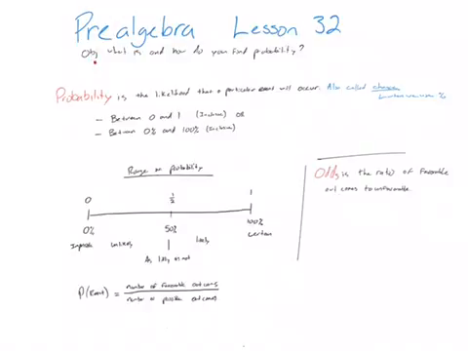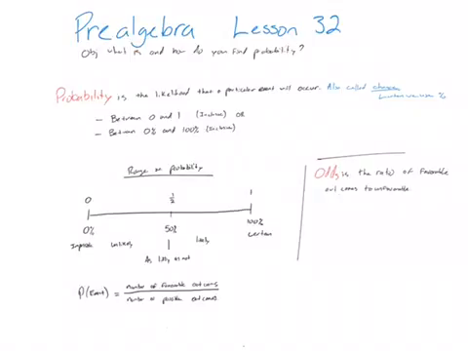Our objective for today is: what is probability, and how do you find it? So let's start off with what probability is. The probability is the likelihood that a particular event will occur. We also call this chance, especially whenever we're using the word percent, like you've got a 50% chance of something.